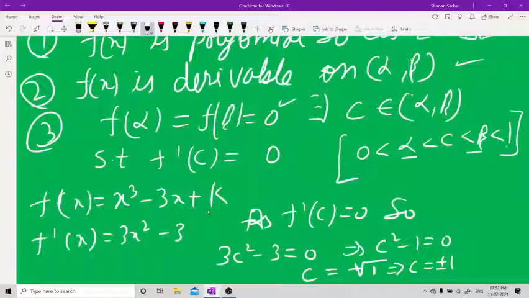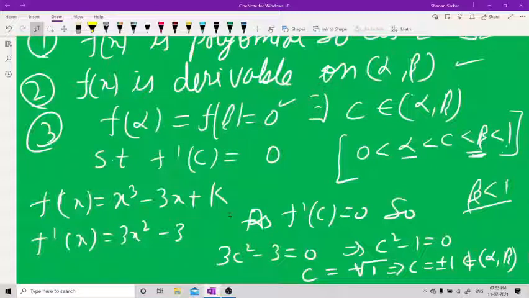So beta is not 1, does not belong to the open interval alpha beta, because beta is not 1, alpha is also not. Minus 1 will not take place because it is greater than 0, and 1 will not take place because beta is less than 1. So 1 is also not possible. Hence our assumption that there are two real roots is wrong.